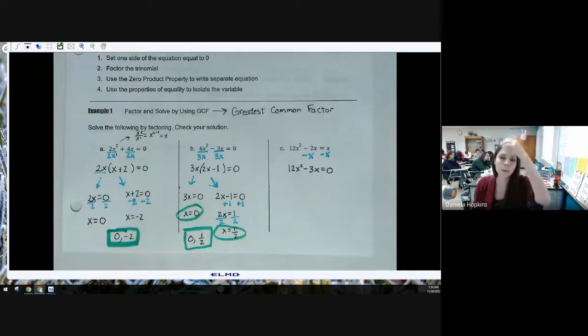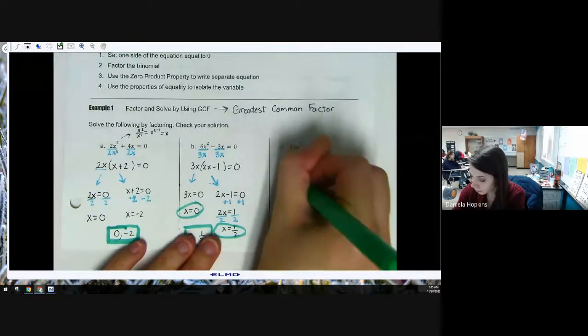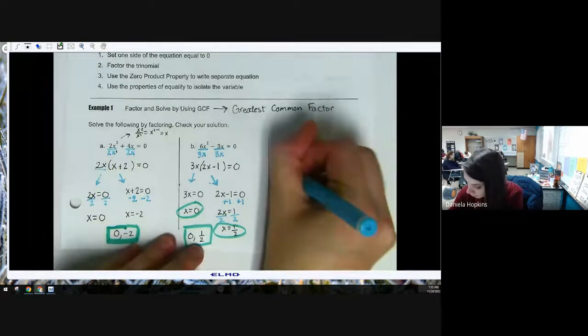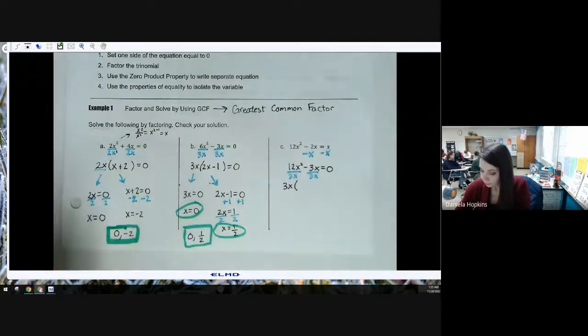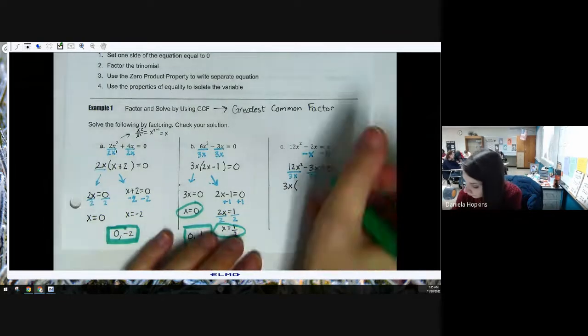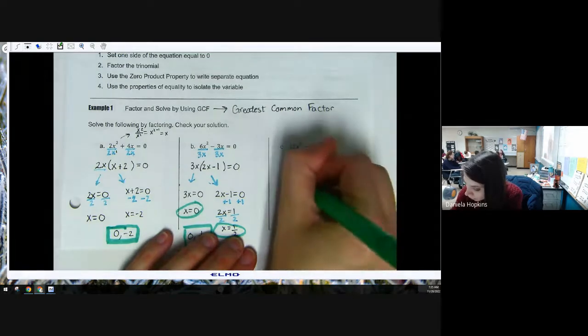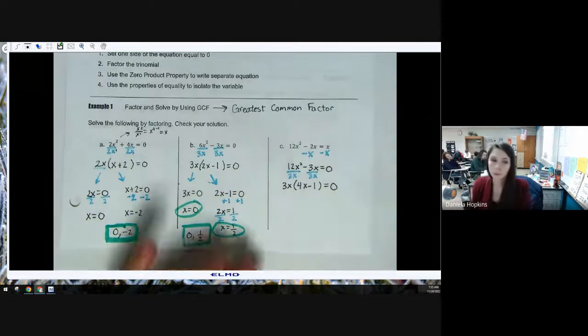What's the biggest number I can pull from 12x squared and -3x? 3x. So if you need to write this out, you can divide by 3x, divide by 3x. So here I'd have 12 divided by 3 is 4. x squared divided by x is x. And then -3x divided by 3x is -1 equals 0.